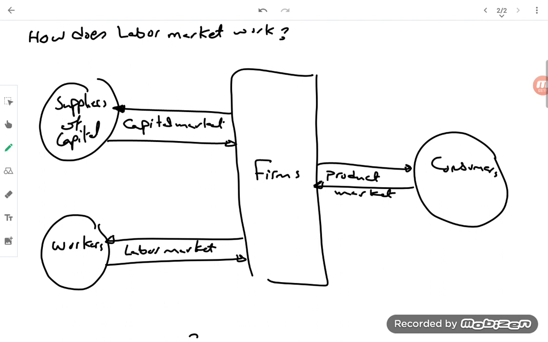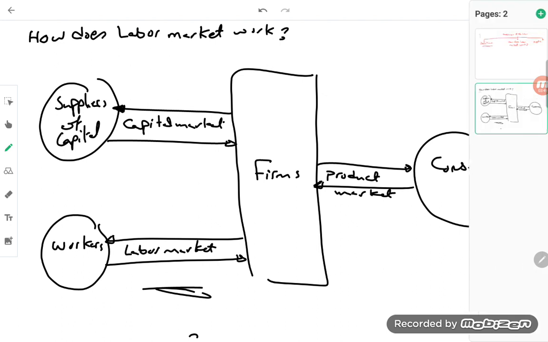So mainly we are going to focus on the labor market, or this part. Demand for labor is a derived demand from the demand for the products, as consumers are going to demand goods and services from the product market. The product market is going to supply goods and services produced by firms. So firms, in order to increase production, have to demand more labor.